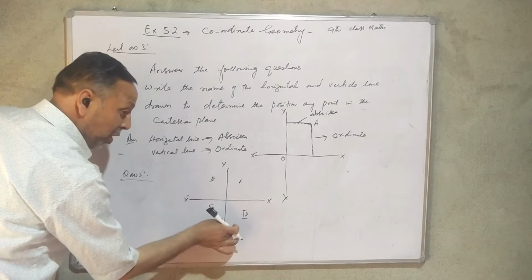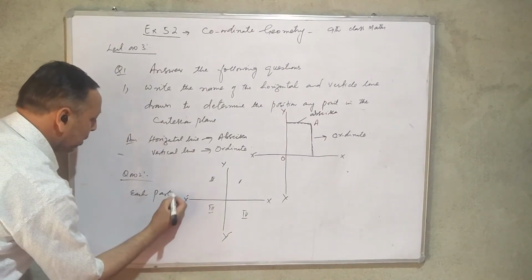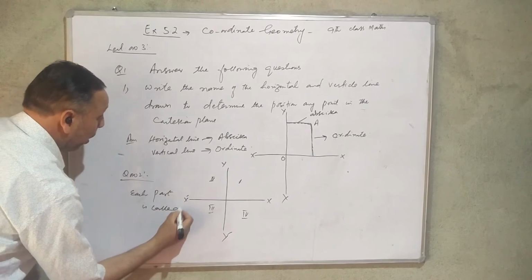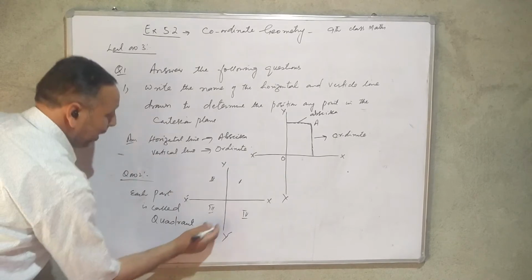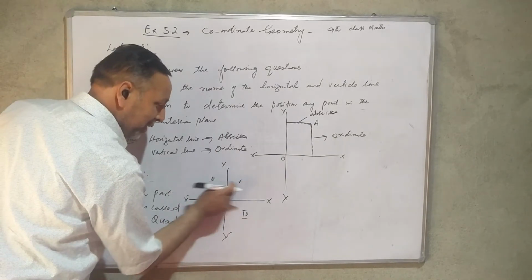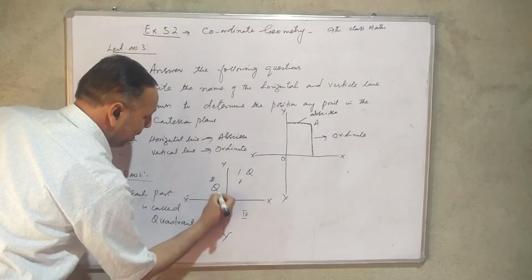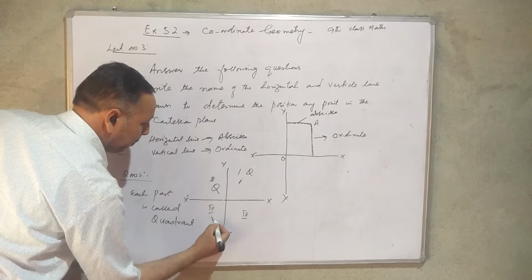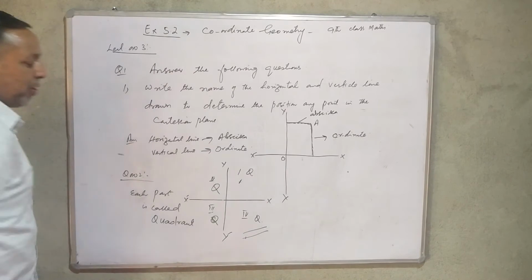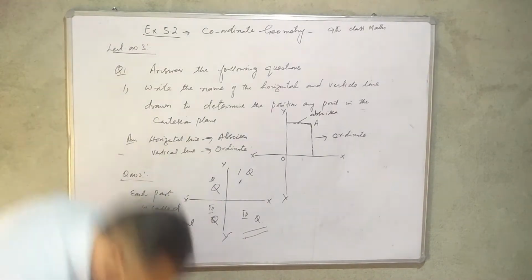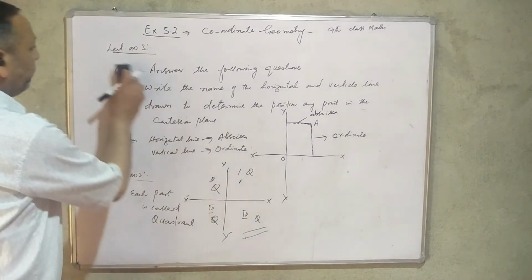Each part is called a quadrant. What is the name of each part? Each part is called the quadrant. This is the first quadrant. This is the second quadrant. This is the third quadrant. And this is the fourth quadrant. Pause the video and note it down.